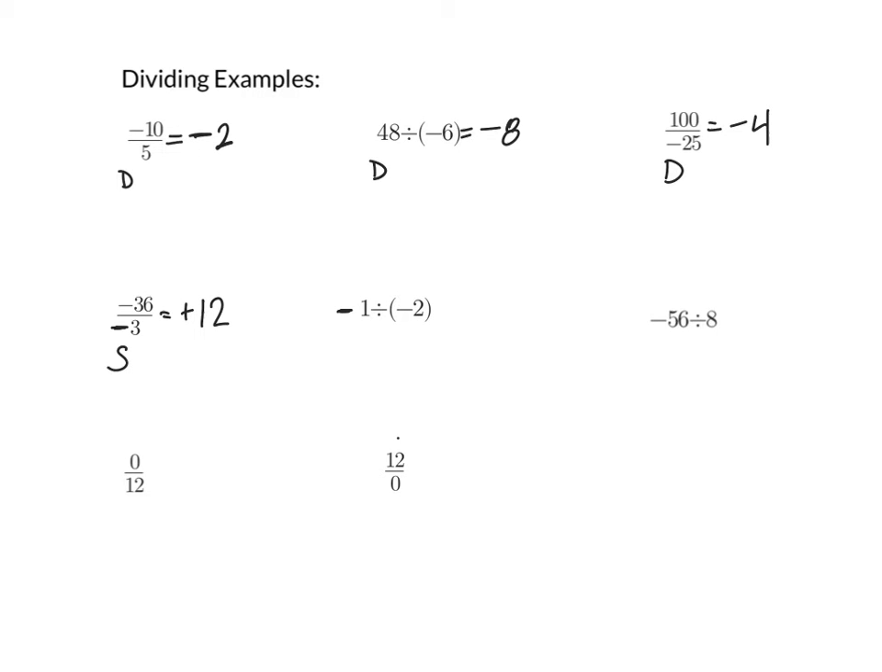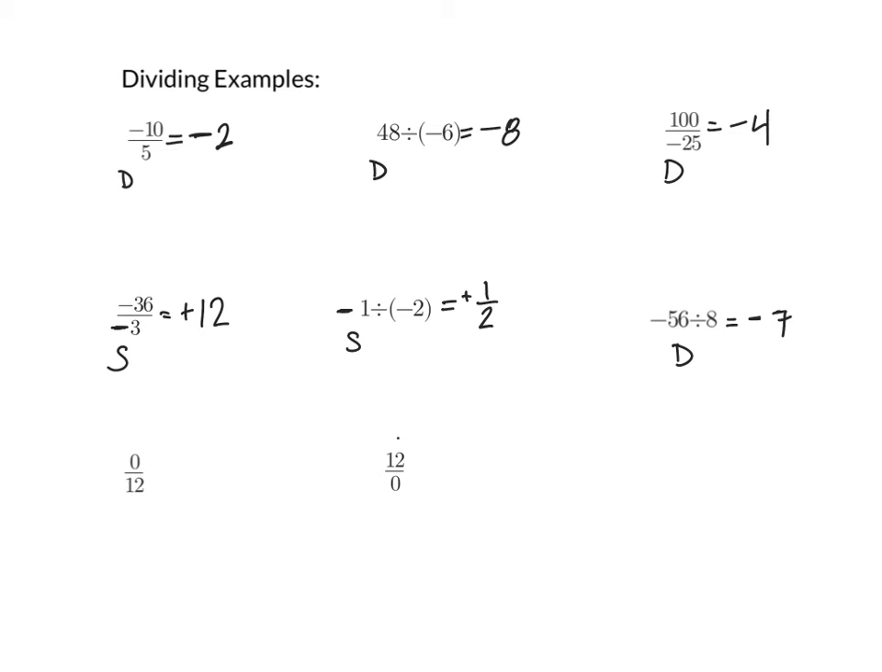And negative 1 divided by negative 2, same sign. 1 divided by 2 is going to be a positive 1/2. Now, a lot of times I get students telling me that the answer here is 2, and it's not, because we are dividing the 1 by the 2. We're not dividing the 2 by the 1, so I'm dividing 1 into 2 pieces. I get 1/2. And then negative 56 divided by 8, different signs. So the answer is positive or negative? The answer is negative, and negative 56 divided by 8 is 7.